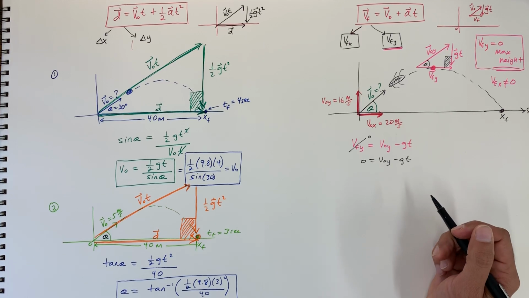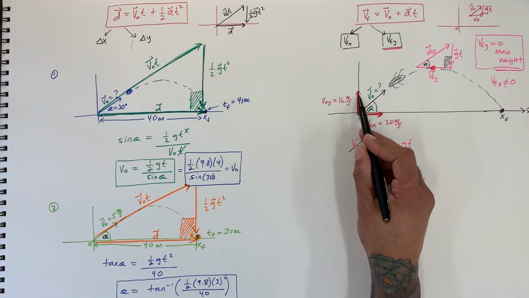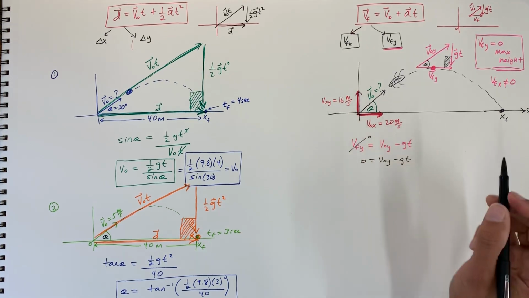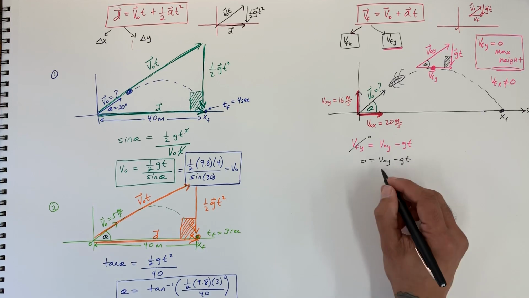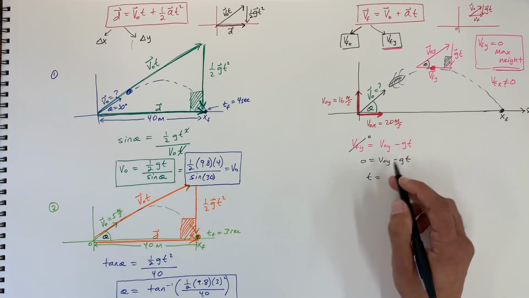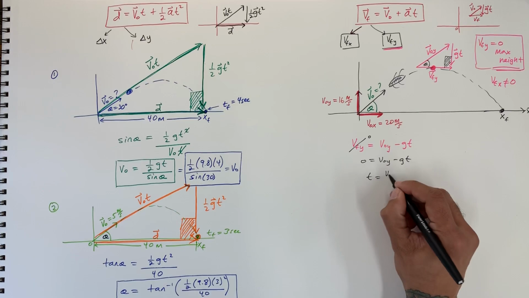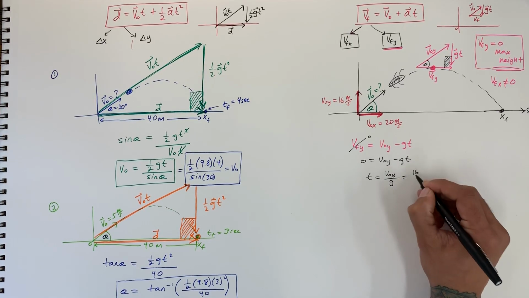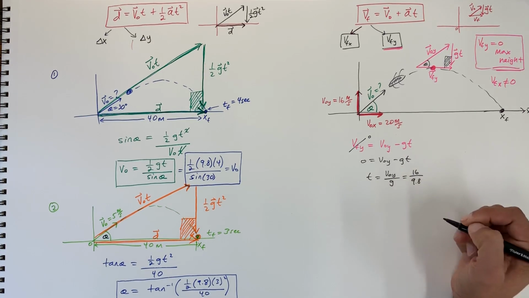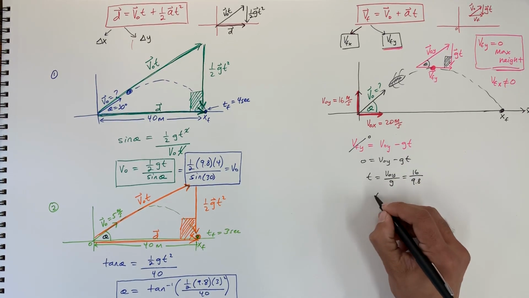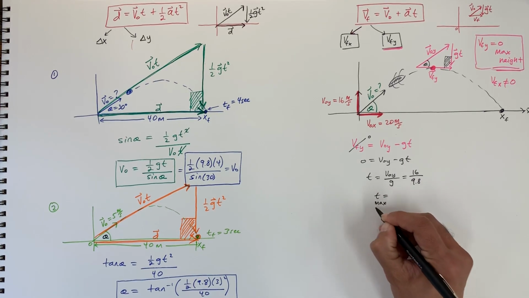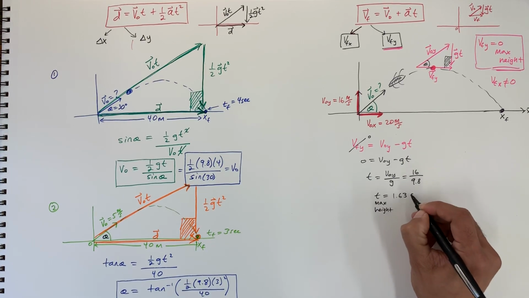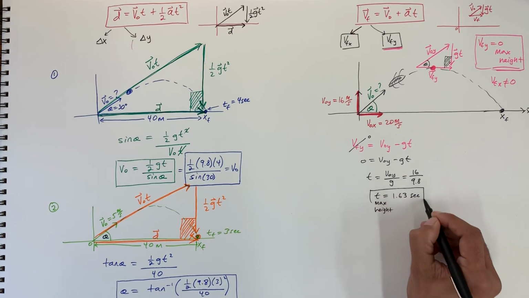So this is velocity initial in the y, and luckily in this problem it's already given to us as a value. So let's solve for time. So time is going to be equal to v initial in the y over g, which is equal to 16 over 9.8. All right, and so t at max height is equal to 1.63 seconds. This is at max height.